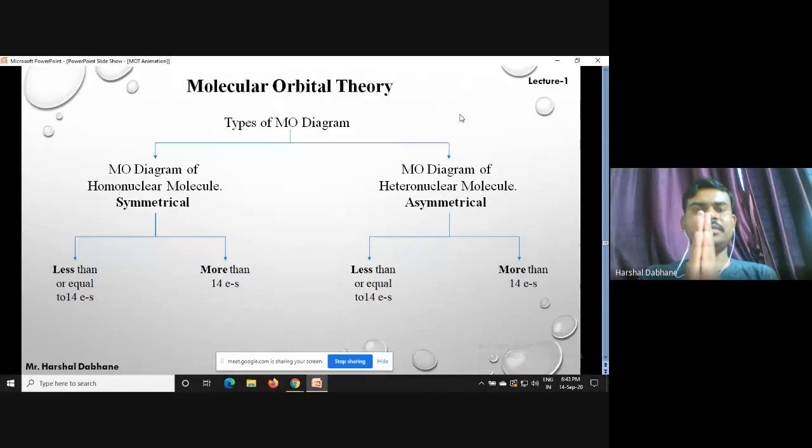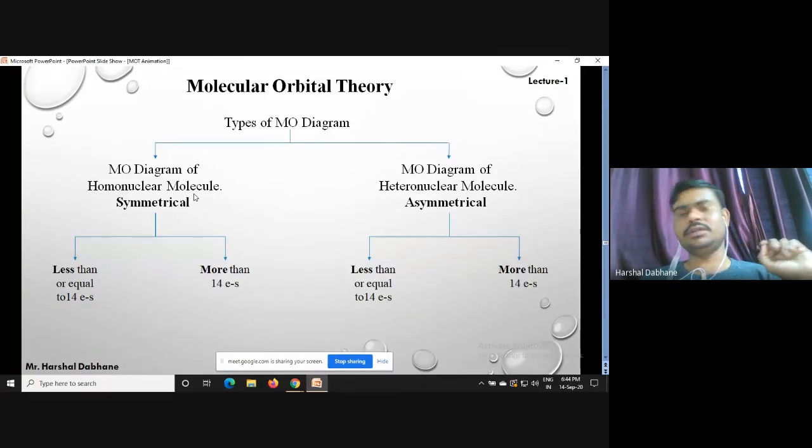Will combine, we get molecular orbital. We have two types of molecular orbital: bonding molecular orbital and anti-bonding molecular orbital. So molecular orbital diagrams are classified into two types. The first one is the molecular orbital diagram of the homonuclear molecule.